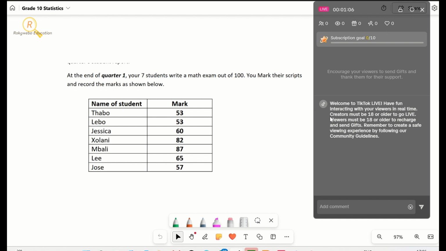Let us consider the given information there. It's essentially marks of 7 learners in a school in the first term, quarter 1. The first learner, Otabo, second learner, Lebo, Jessica, Kolani, Bali, Lee, and Jose. The marks are recorded in the second column of the table. The first learner got 53 out of 100, that's basically 53%. The second learner got 53, then 60, 82, 87, 65, and 57.